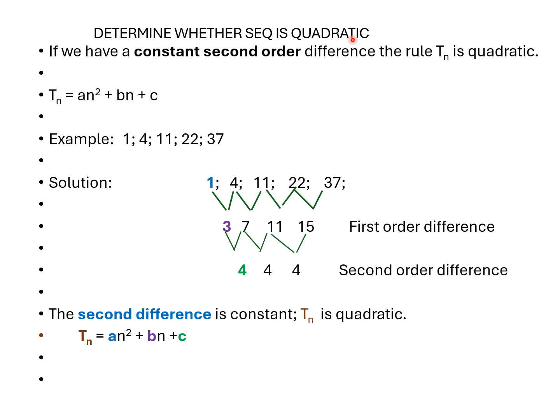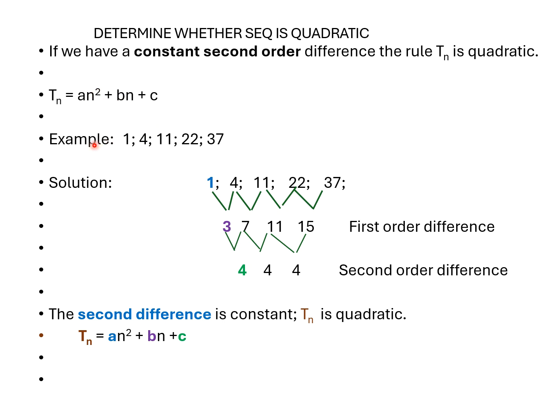determine whether a sequence is quadratic. So if you see me write SEQ, that's just my abbreviation for sequence. Quadratic. So if we have a constant second order difference, the rule Tn is quadratic. So key thing, we have to look for constant second order, and when you say it's quadratic, it's defined by the general term Tn equals an squared plus bn plus c.